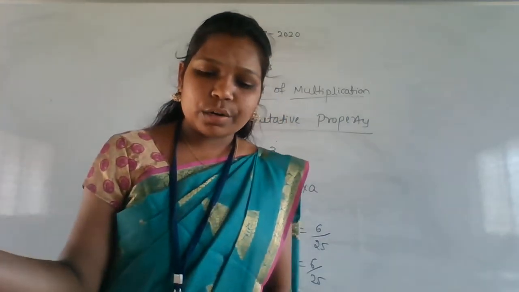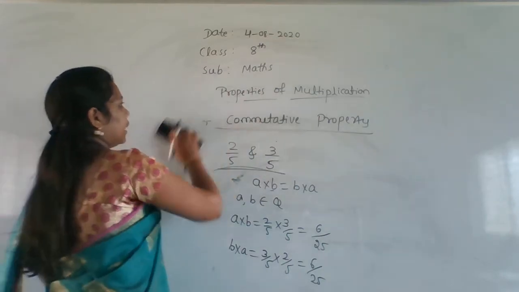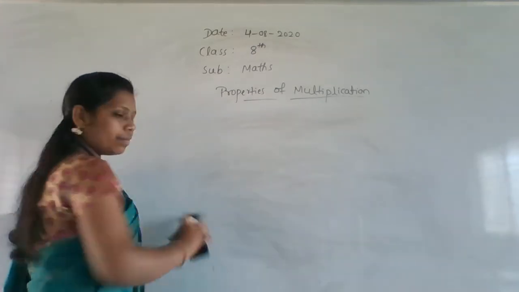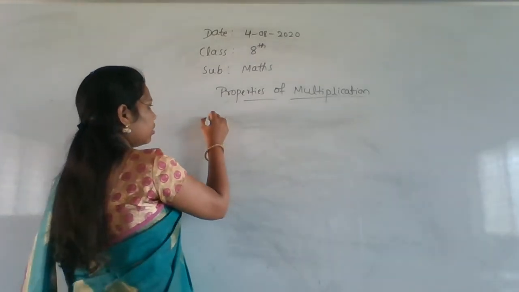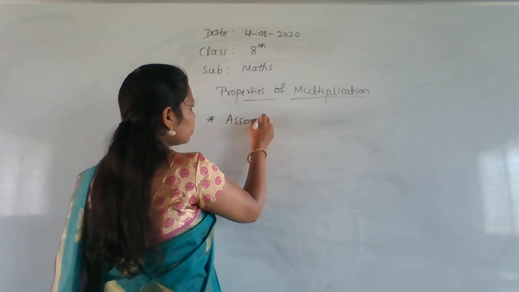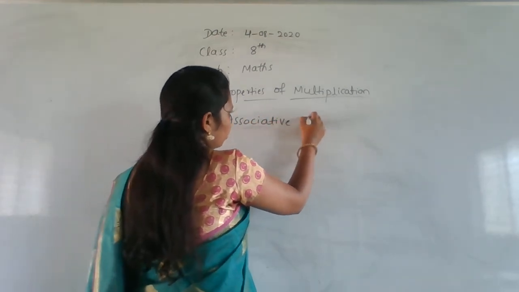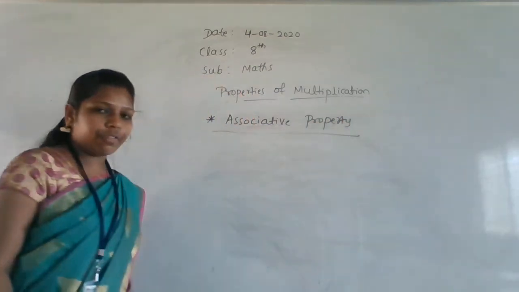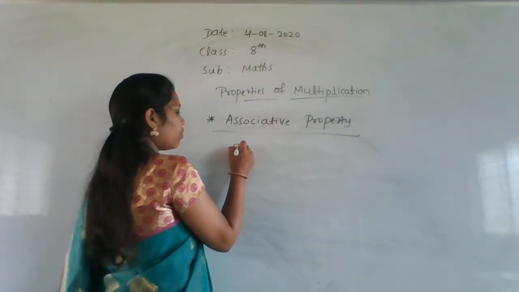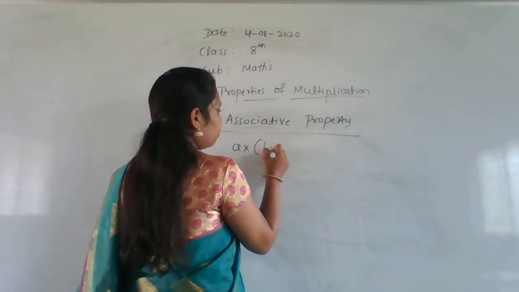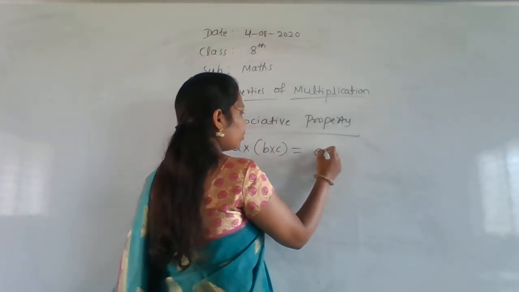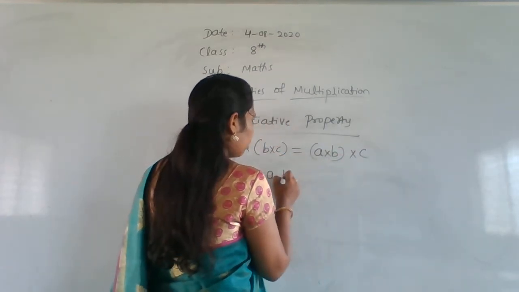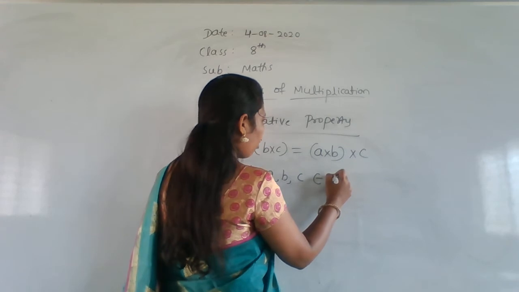Okay. Next we'll move on to the associative property. The third one is the associative property of multiplication. In general, what is the general formula? A into B and into C is equal to A into B and into C. And this is for all A, B, C belonging to what here?